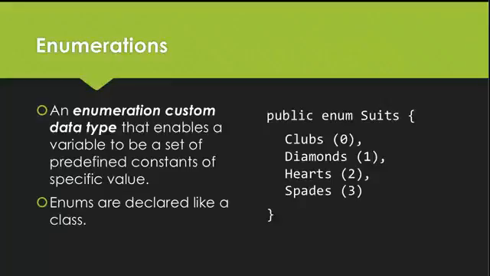Enums are declared like a class. For example, I would say public enum suits, like the suits of a card, and I have clubs, diamonds, hearts, and spades, and then I set what the predetermined values are of those constants. And then I can create a variable of type suits and assign it the value clubs, diamonds, hearts, or spades. I can also print a value of type suits and get the word diamonds or hearts or spades, or the value 1 or 0 or 2. Let's do our final example and demonstrate this.